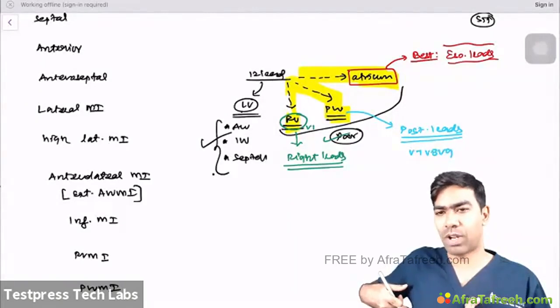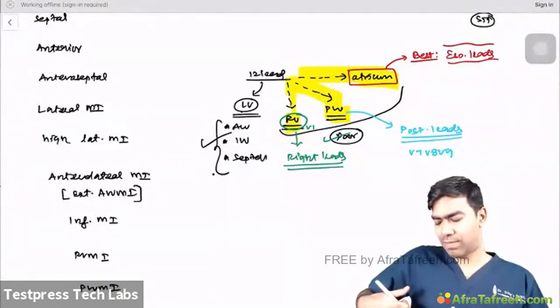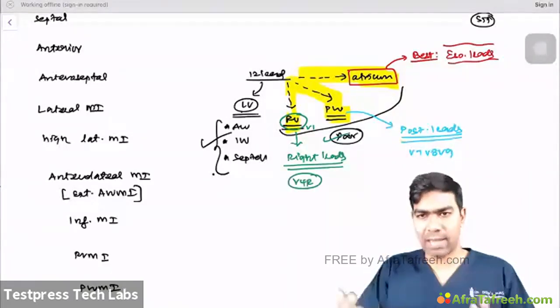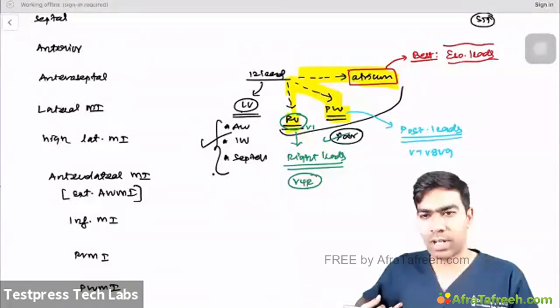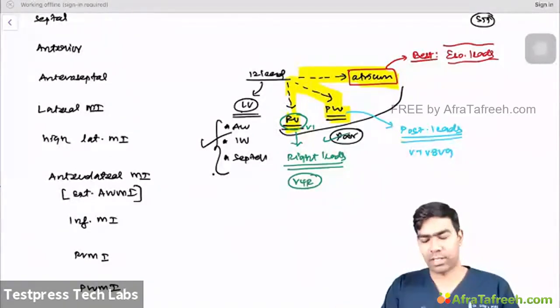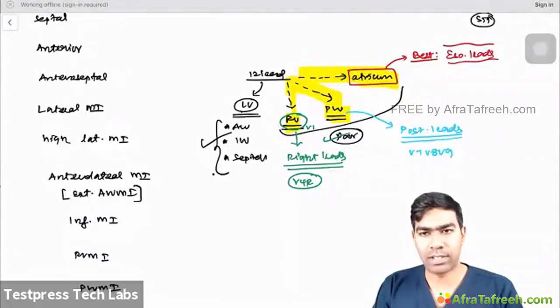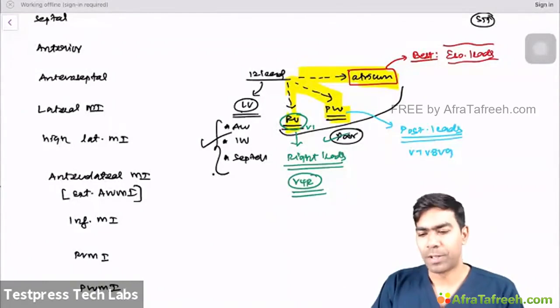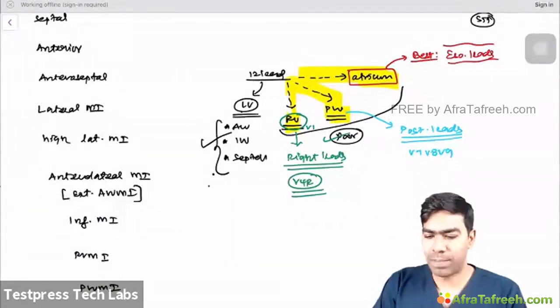So it's V1R, V2R, V3R, V4R, V5R, V6R. V4R will be placed somewhere here on the right side, which means it's the same leads only, but I'm flipping the orientation to the right side, and that will be the best view as far as the right ventricle is concerned. If you want to see the right ventricle in the best way, V4R will be the best. So these are the best leads, to be honest.